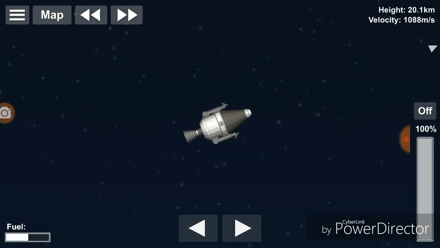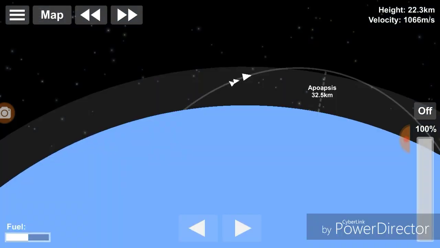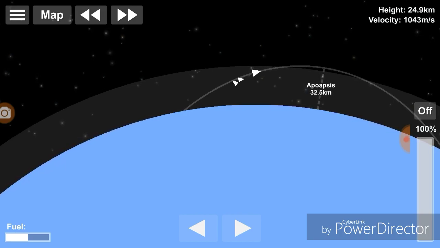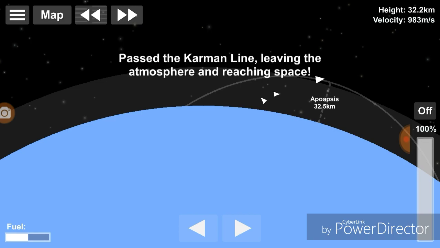Now, with orbits you have directions known as prograde or retrograde. Prograde is basically burning with the direction of the orbit. In this case, you would be burning clockwise. Retrograde is burning the exact opposite, anti-clockwise or counterclockwise for the Americans.